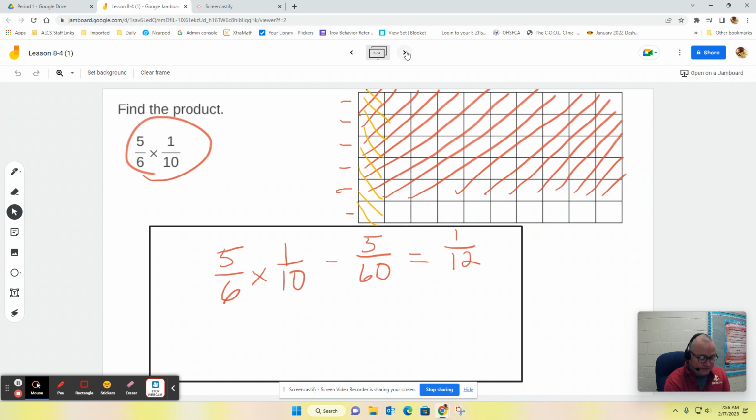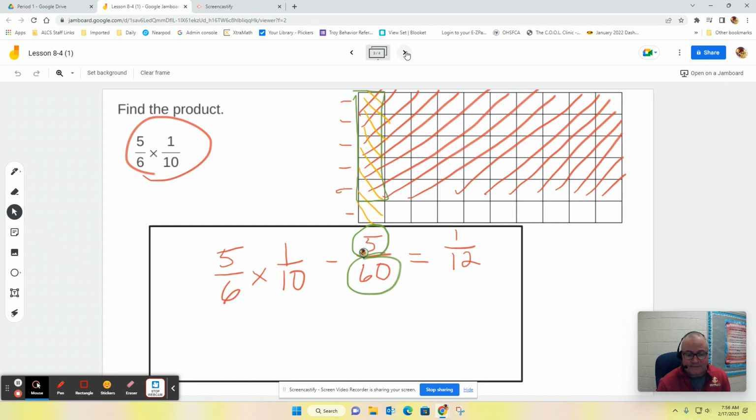And now I look at where that overlap is. Right here is where the overlap is. So there's my overlap. And when I look at that overlap, I just have to count 1, 2, 3, 4, 5. There's my 5. And there are a total of 60 squares in that entire piece.